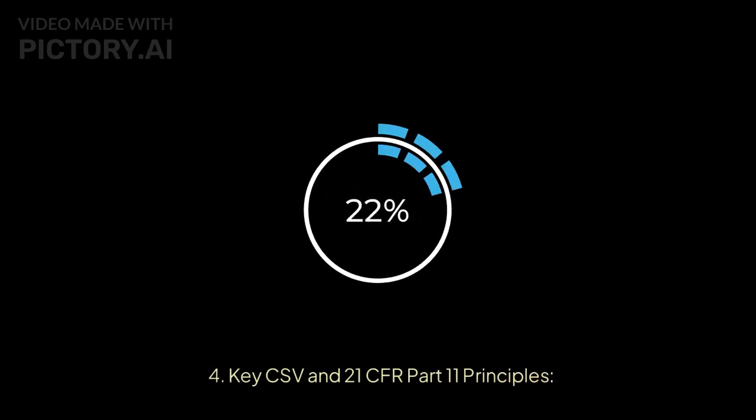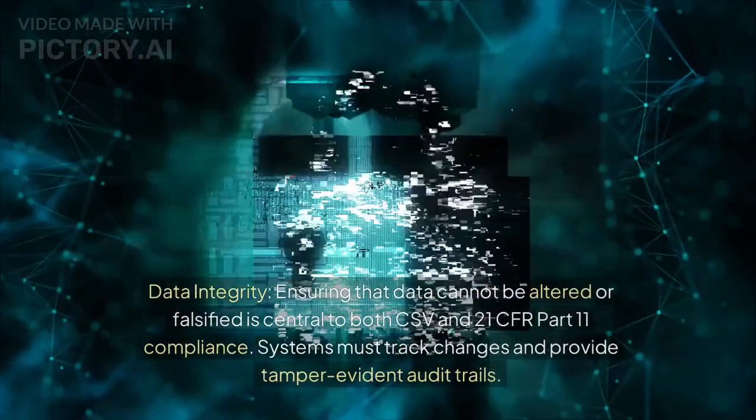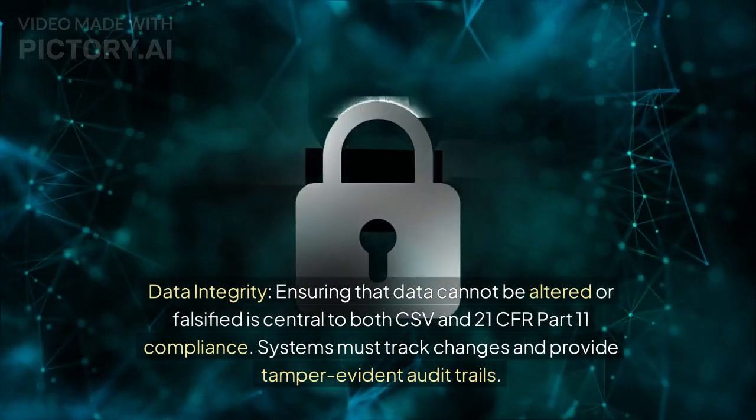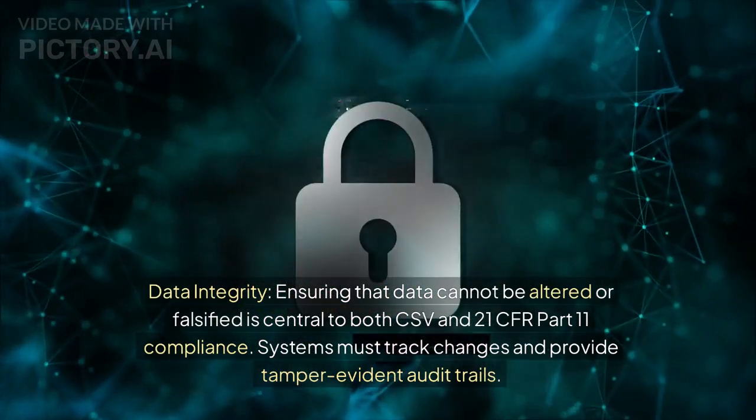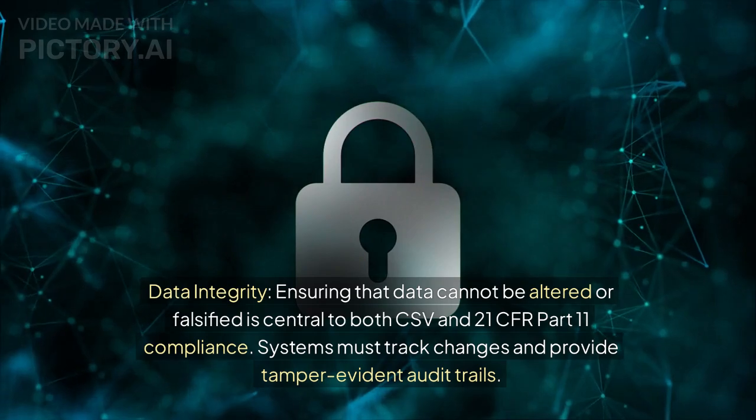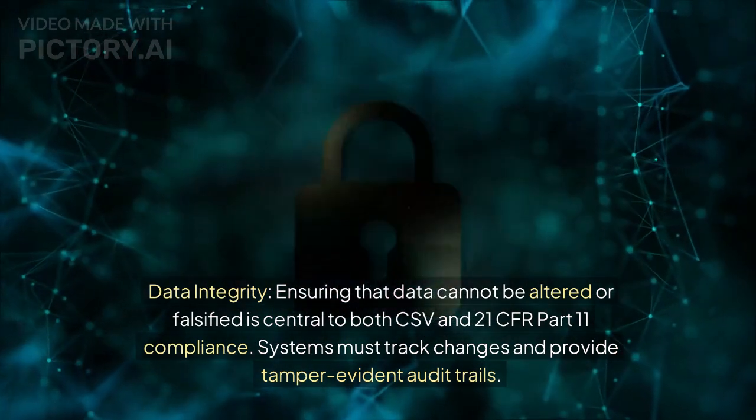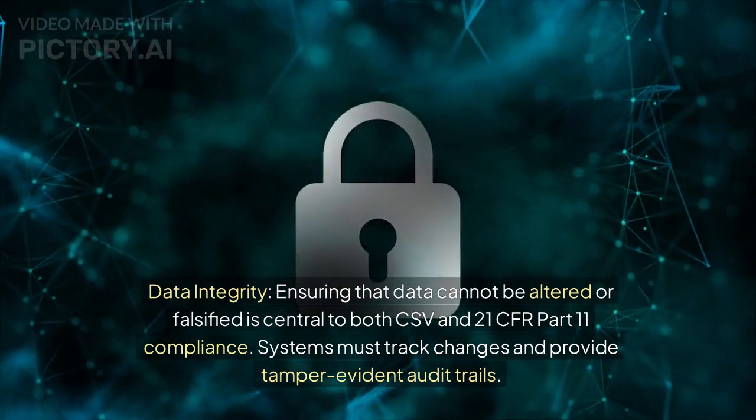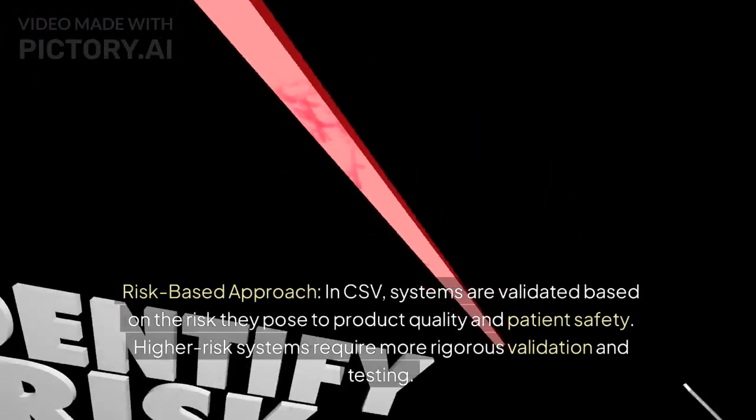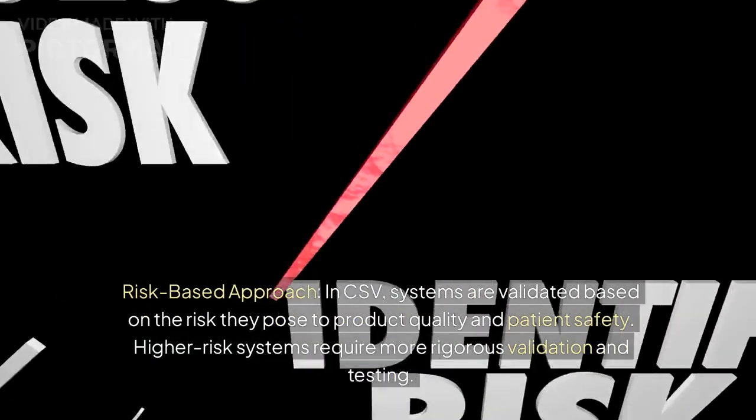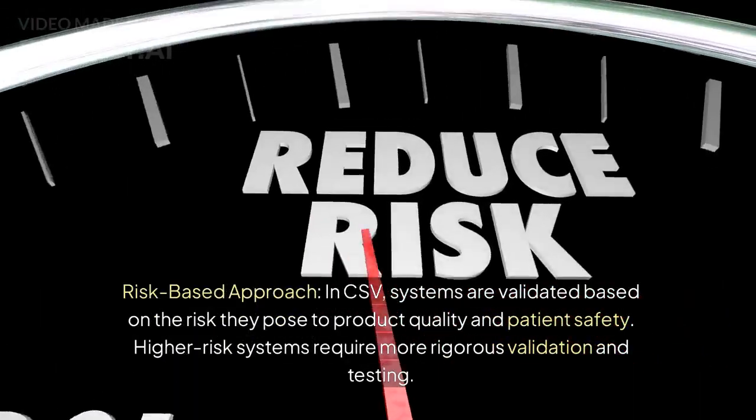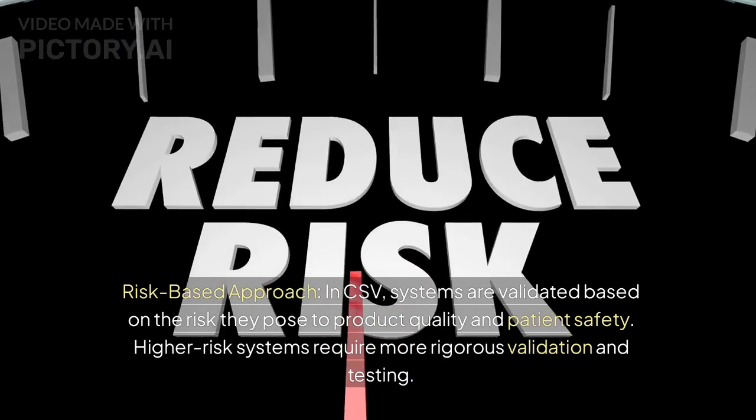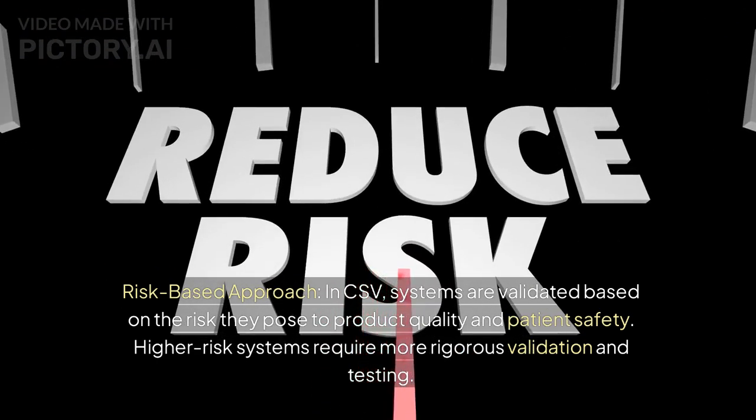4. Key CSV and 21 CFR Part 11 principles. Data integrity. Ensuring that data cannot be altered or falsified is central to both CSV and 21 CFR Part 11 compliance. Systems must track changes and provide tamper-evident audit trails. Risk-based approach. In CSV, systems are validated based on the risk they pose to product quality and patient safety. Higher-risk systems require more rigorous validation and testing.